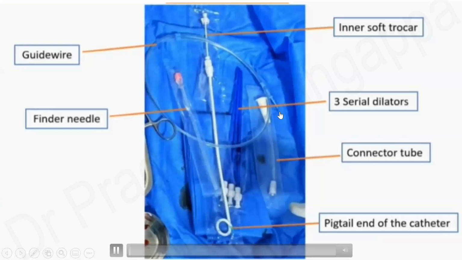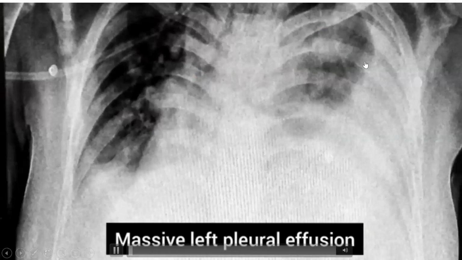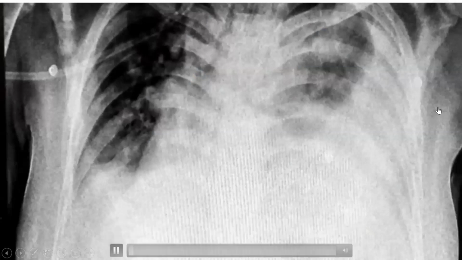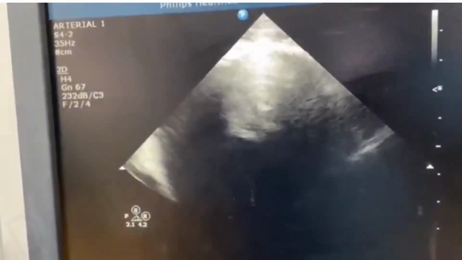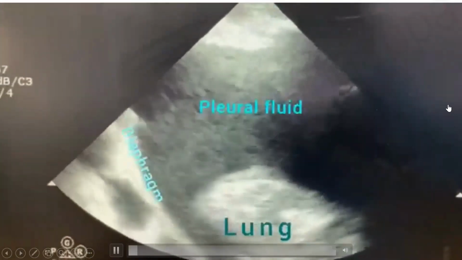These are the components of the pigtail insertion, and this procedure we did in our ICU for this patient who had, as you see, a massive left pleural effusion. It is prudent and very important in this day and age to do any of these procedures under ultrasound guidance. As you see, we have done an ultrasound.